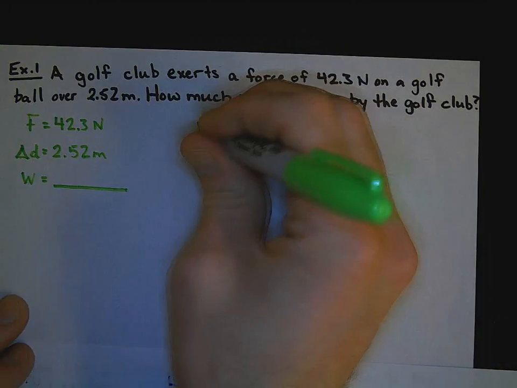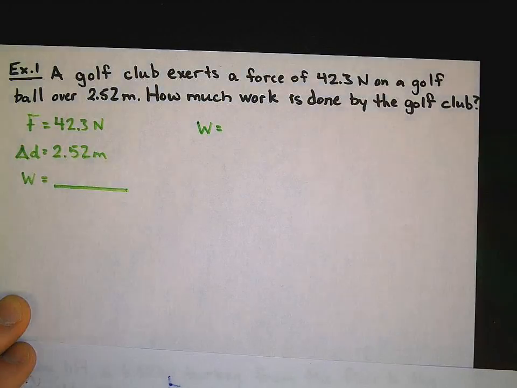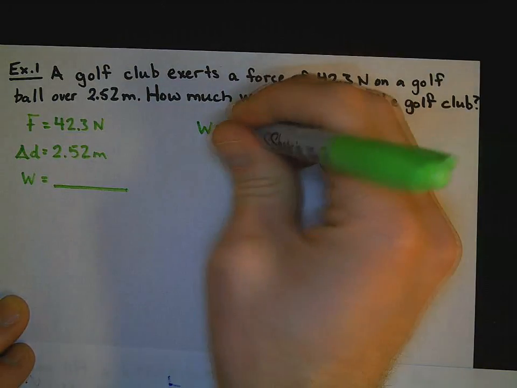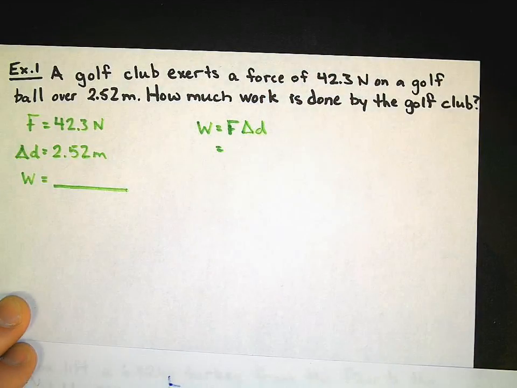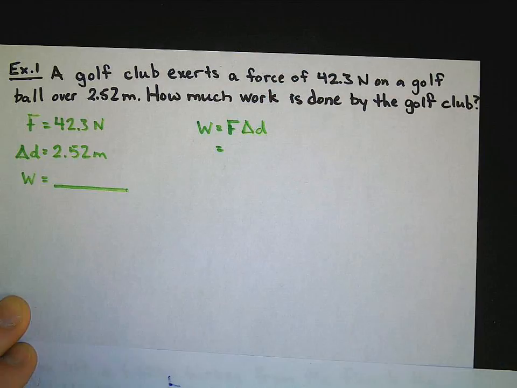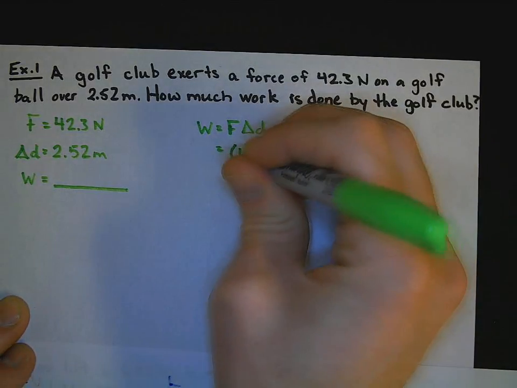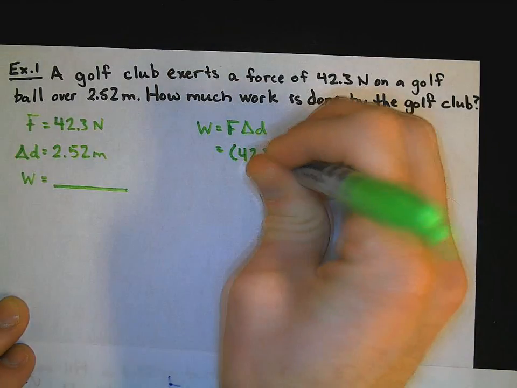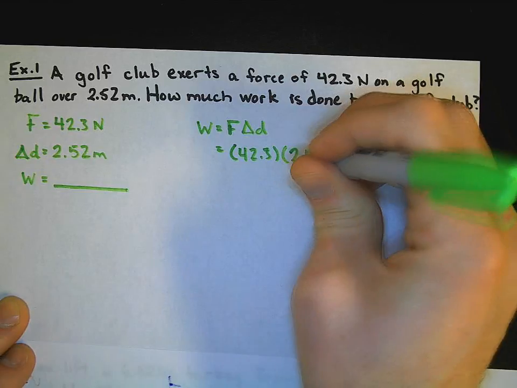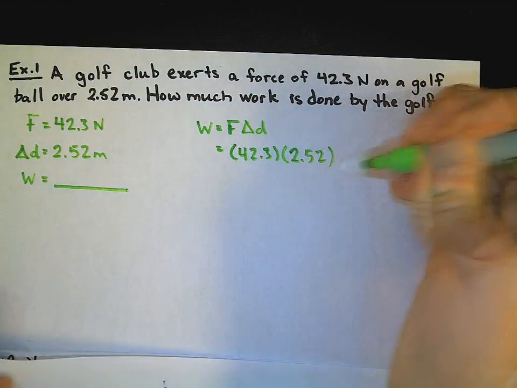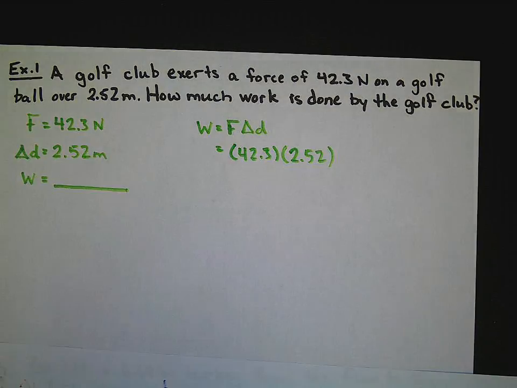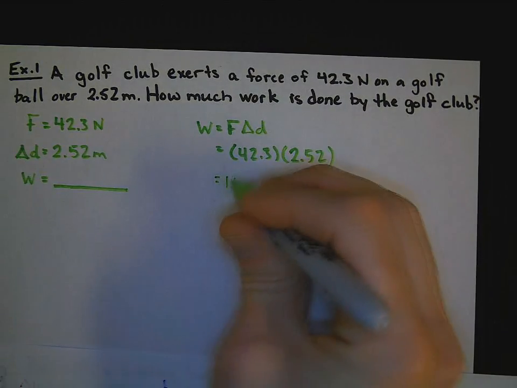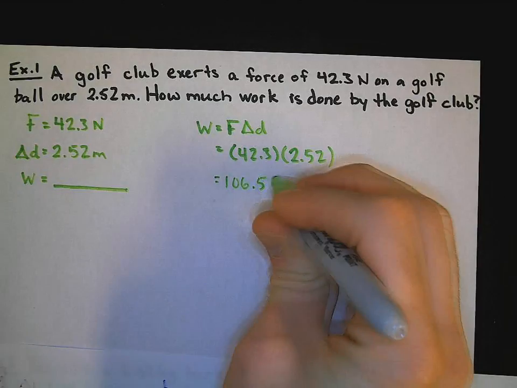So work, and we're assuming theta is 0 degrees, we're assuming this is just over a flat surface, so work is force multiplied by our displacement. So that will be 42.3 multiplied with 2.52. And if we were to calculate this, we see that we would get 106.596.